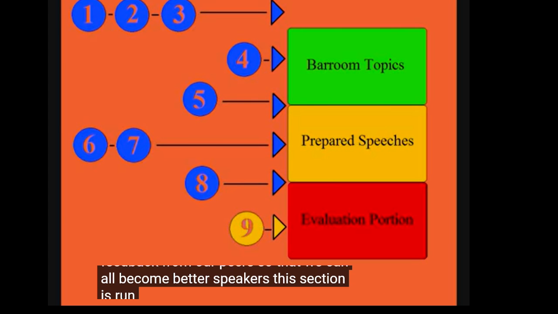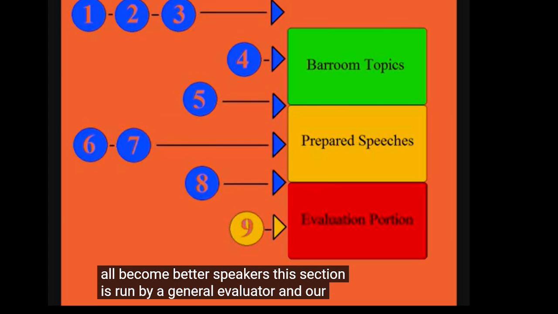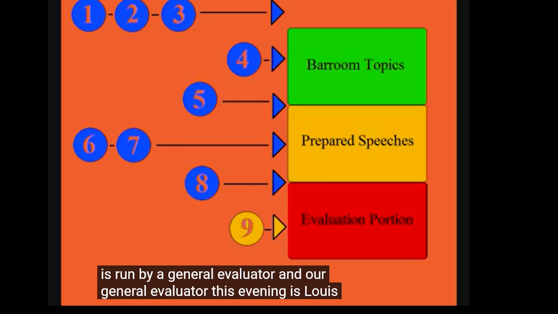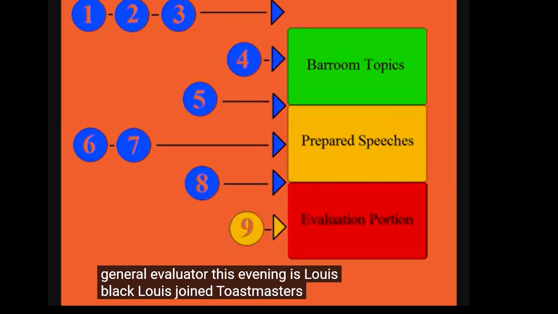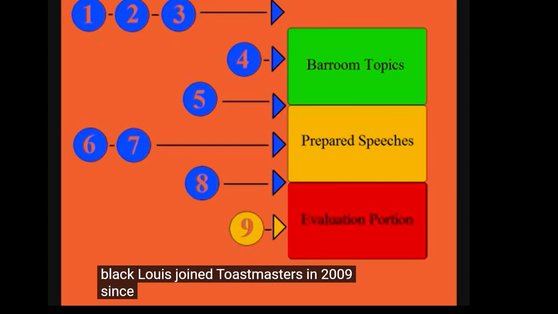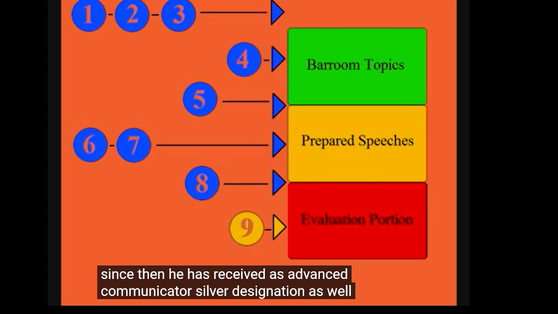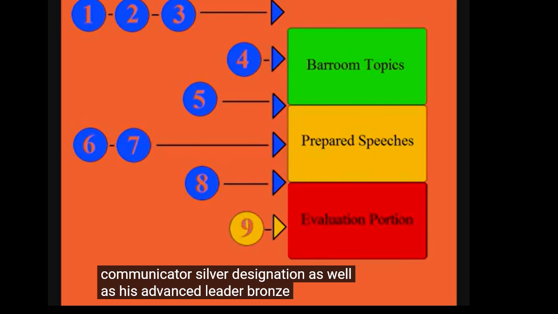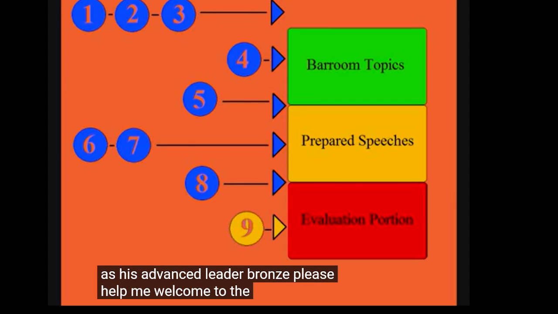This section is run by a General Evaluator, and our General Evaluator this evening is Lewis Black. Lewis joined Toastmasters in 2009. Since then, he has received his Advanced Communicator Silver designation, as well as his Advanced Leader Bronze. Please help me welcome to the lectern Advanced Communicator Silver, Advanced Leader Bronze, Lewis Black.